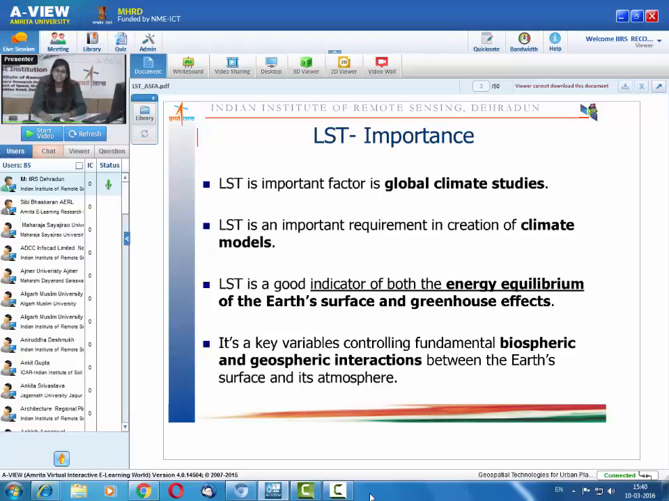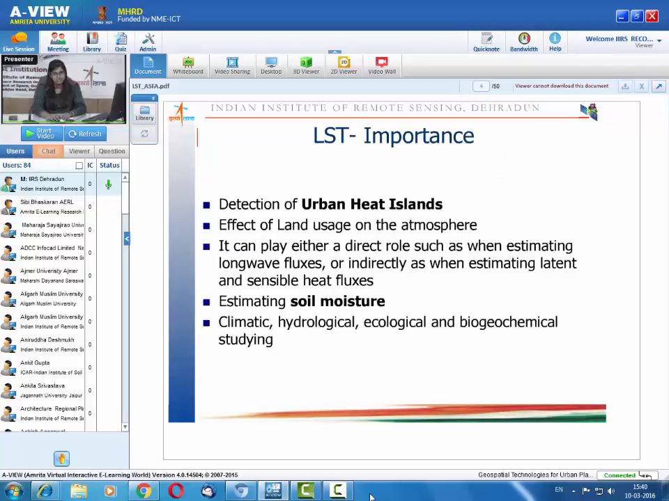Then land surface temperature is a key variable and helps in controlling the fundamental biospheric and geospheric interaction between the Earth's surface and the atmosphere, as we have already discussed. Then when we talk about urban areas, as I said, materials have certain properties and it can be estimated using land surface temperature. So we have already read about something called urban heat island effect and urban cool island effect.